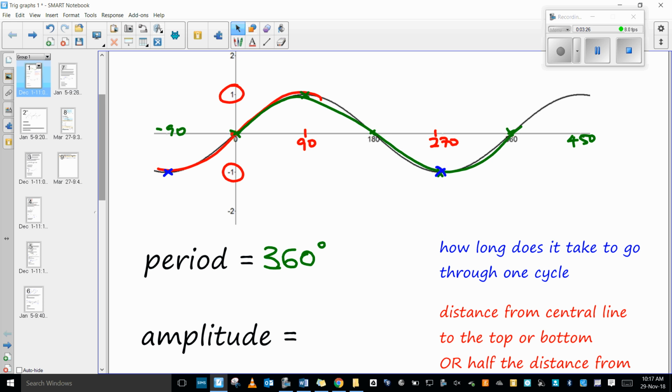You with me? So what I'm trying to indicate is it doesn't actually matter. You don't have to start there and go. You can start here and go. Okay. So that's your period, 360.